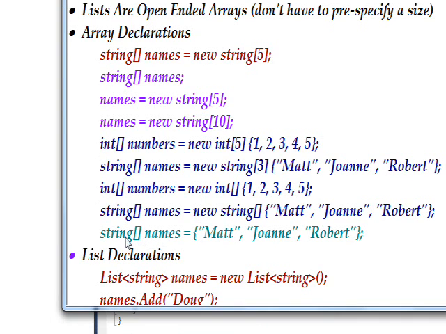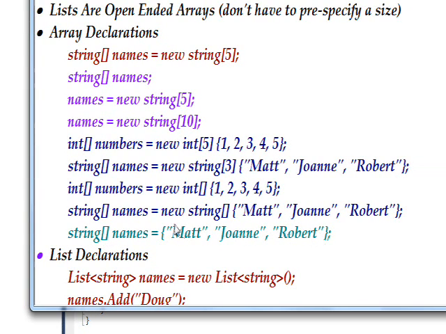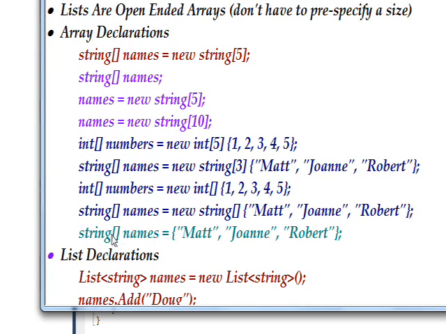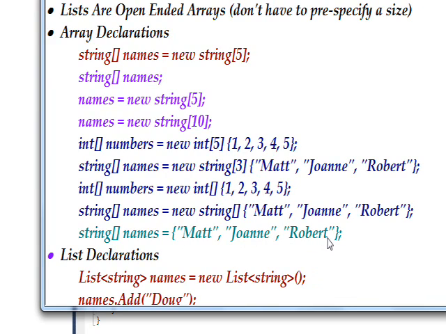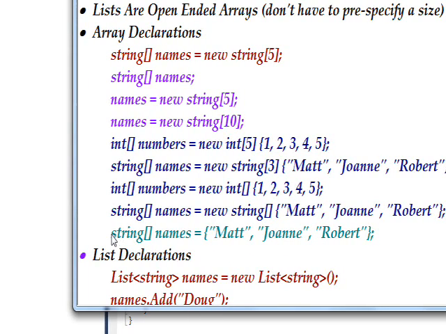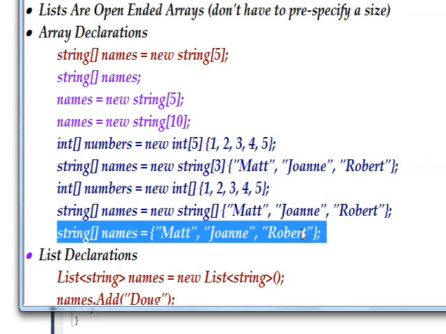Or if you want, you can just say string square bracket names equals, and then just have an initializer list without having the new string or specifying a size, because the compiler will realize that you want an array of names that's of size 3 and that's initialized with these 3 values. So this is the shorthand way of specifying it, probably the way most used by people that program a lot.